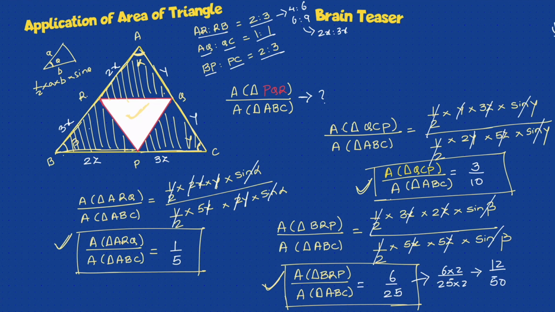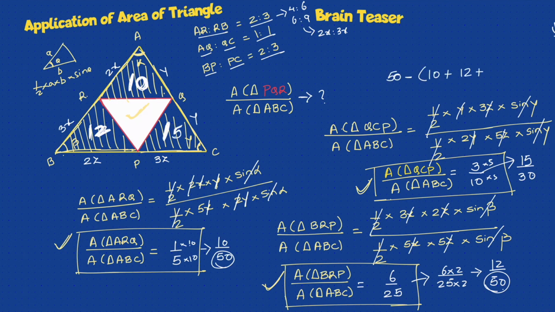To make this 50, multiply numerator and denominator by 2, so it becomes 12 by 50, which means BRP is 12 and ABC is 50. To get 50 in the first part, multiply numerator and denominator by 10 such that I get 10 by 50, which means BRP is 12, ARQ is 10, considering ABC is 50. Similarly, QCP is 15. That's it, subtract. ABC is 50. 50 minus 10, 12, 15. 10, 12, 15 is 37. 50 minus 37 is nothing but 13, and that will be the area of PQR. So area of PQR will be 13, considering area of ABC is 50, and that's how I get the answer to this question.